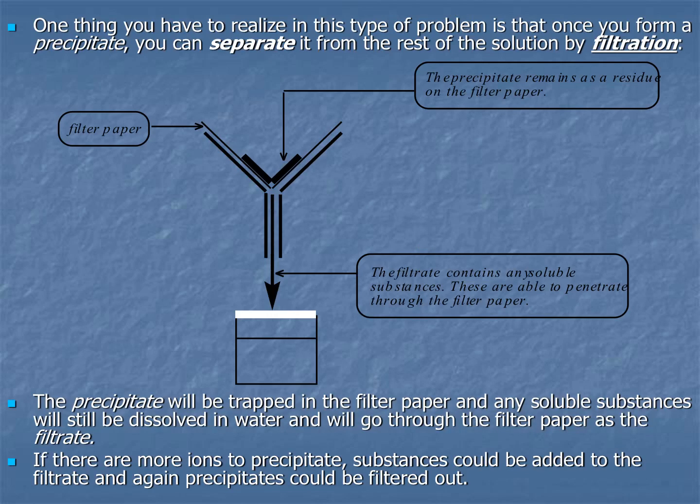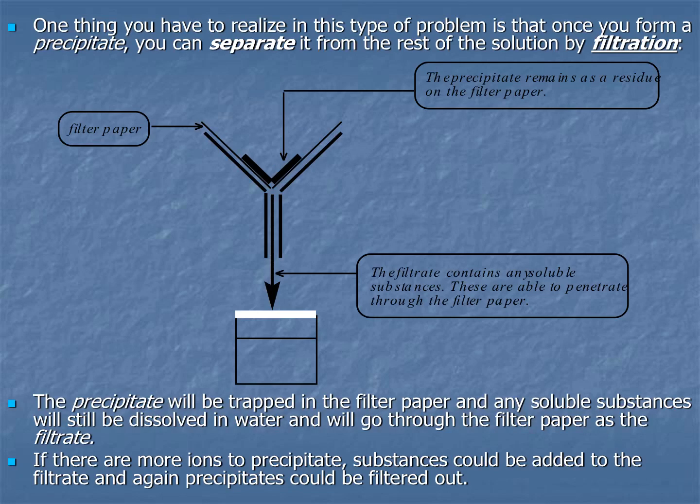Unless that salt water is a supersaturated solution, something where there is going to be precipitate coming out of it. So only precipitate will be left behind, the rest of the ions will come through. So the precipitate will be trapped in the filter paper, and any soluble substances will be dissolved in water and go through the filter paper.